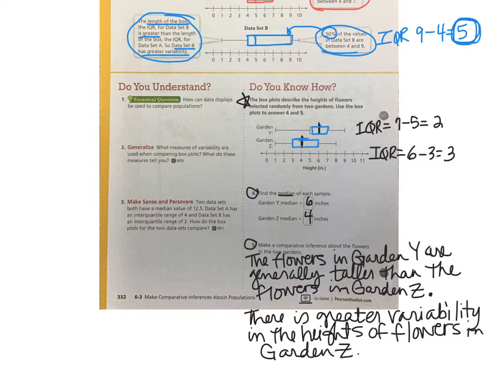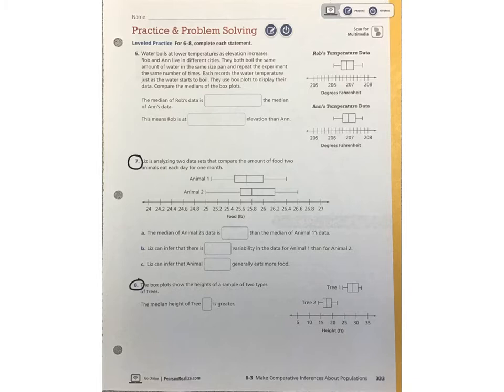We also notice that the box for garden Z is a lot longer than the box for garden Y. So what that tells us is that there is greater variability in the heights of the flowers in garden Z than in garden Y. Now I'd like for you to try questions 7 and 8. Pause the video while you do that and come back and check your answer.